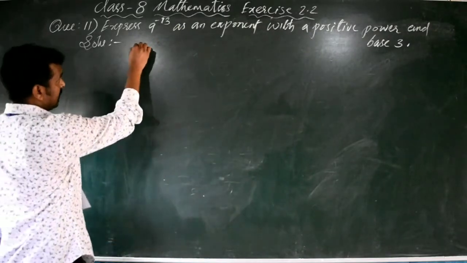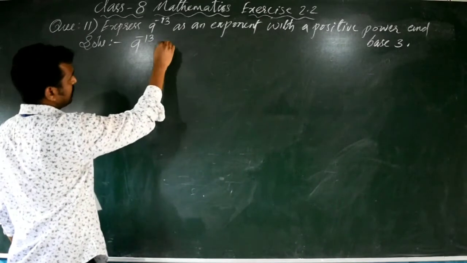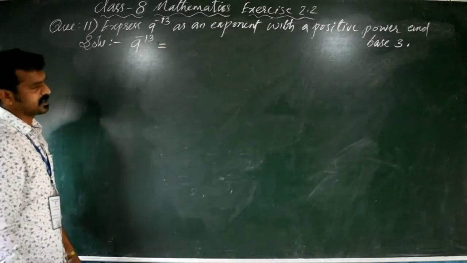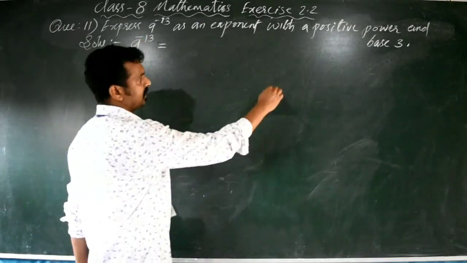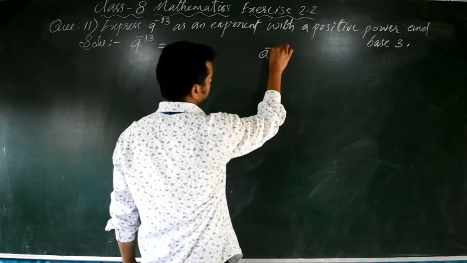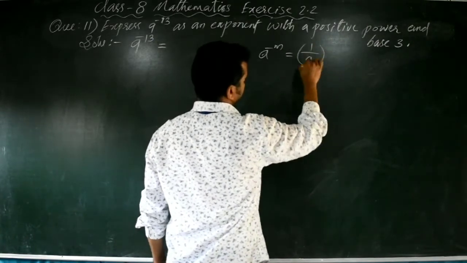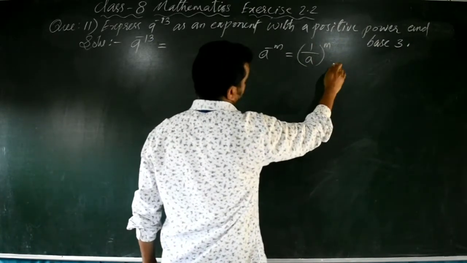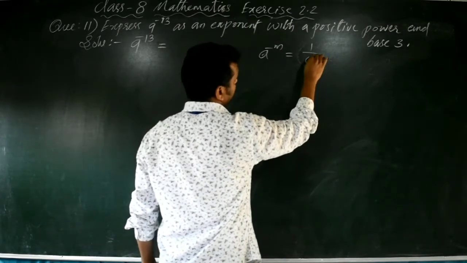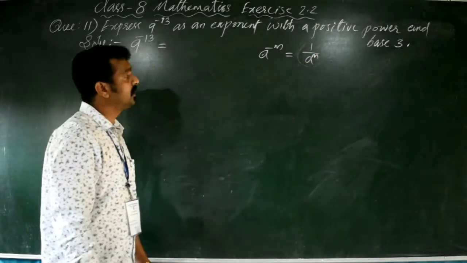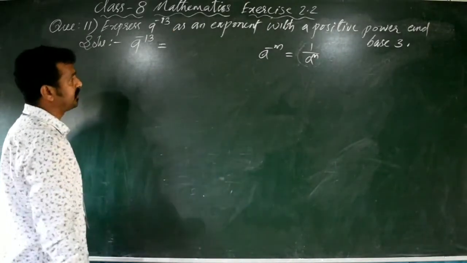That is, 9 raised to minus 13 is equal to, first we have to make it a positive power. For that we use the formula a raised to minus m is equal to 1 by a raised to m. We can write 1 by a the whole raised to m, or 1 by a raised to m. Okay, now a raised to minus m is equal to 1 by a raised to m.